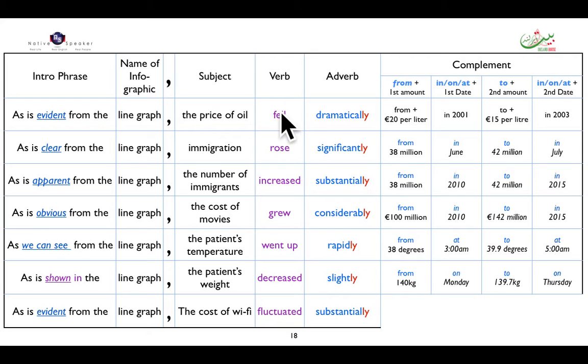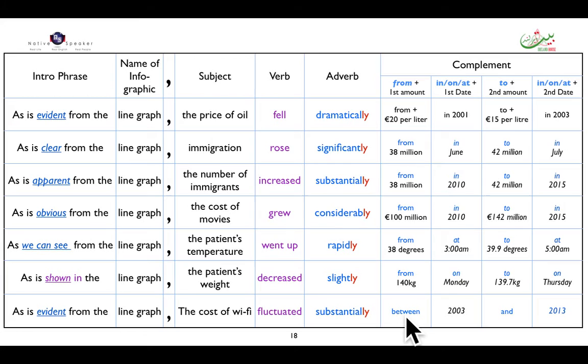So fall is go down, rise is go up, increase is go up, grew, grow, grew, grown, growing, that's to go up, go, went, gone, going up, that's also to go up, decreased means to go down, and fluctuate, because in the past fluctuated means to go up and down, up and down, up and down. And that fluctuated substantially between 2003 and 2013.